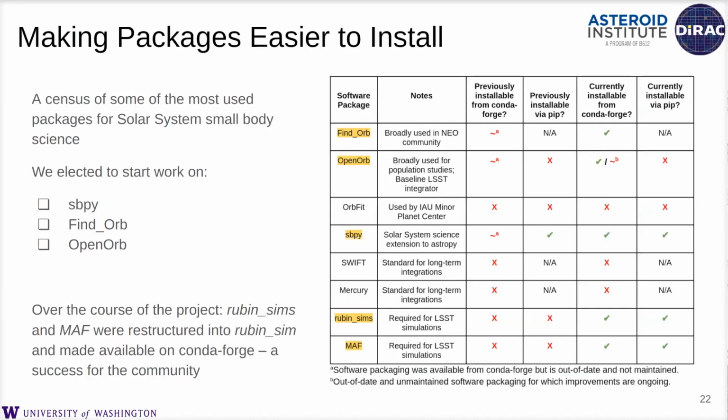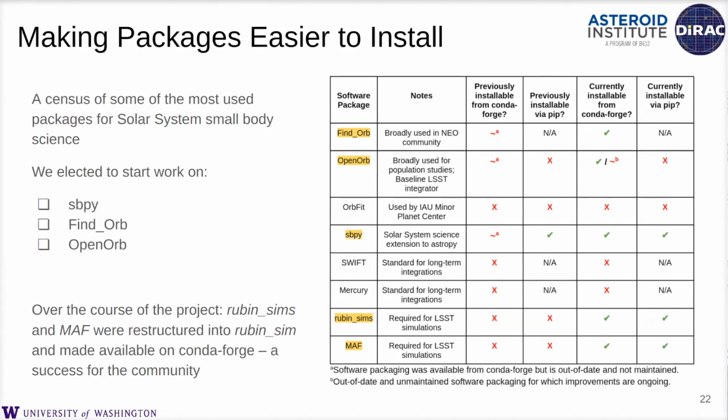So before we started, we did a census of the most common sources and small body packages that people use, and that's depicted in this table here. The ones that are highlighted are the ones that we ended up focusing on. And so we started off by looking at SPPy, which is a Python package to do small body astronomy. And then there's also FindOrb and OpenOrb, which we just mentioned as 2 different integrators.